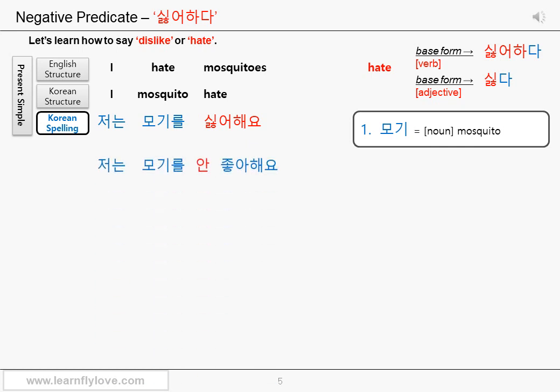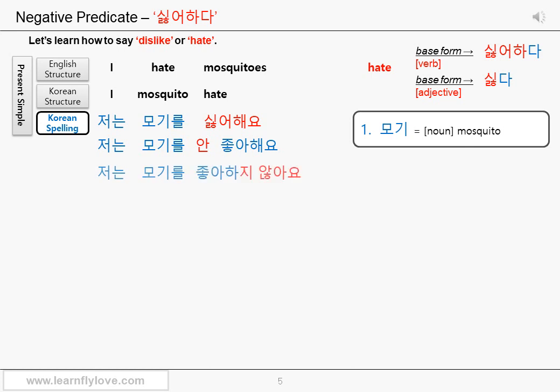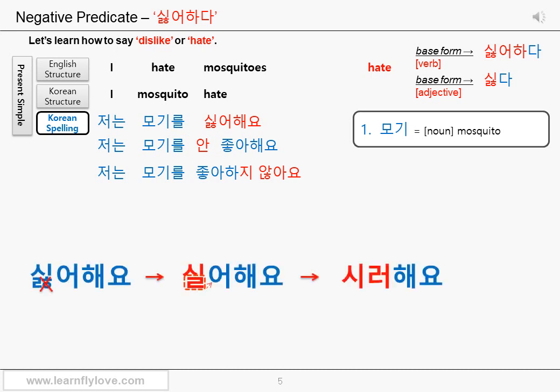You can of course say 저는 모기를 안 좋아해요 using the negative adverb 안, or 저는 모기를 좋아하지 않아요 using the negative compound expression 지 않다. But 싫어하다 sounds stronger, as the verb hate sounds stronger than dislike or not like in English as well. The final h consonant in the consonant cluster is silent, so you ignore it. And the final l consonant goes up to the initial of the next block, so it is pronounced 싫어해요.